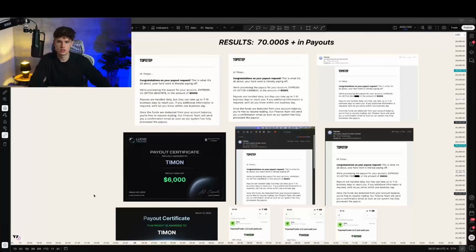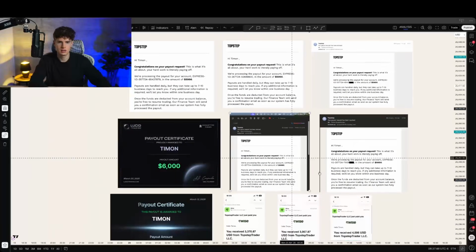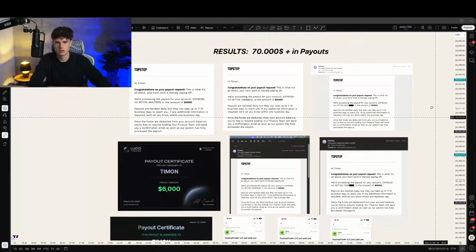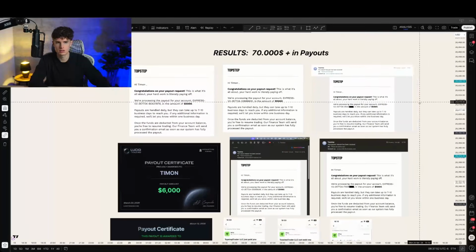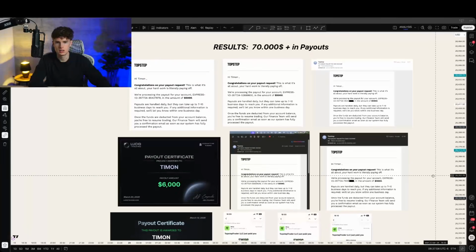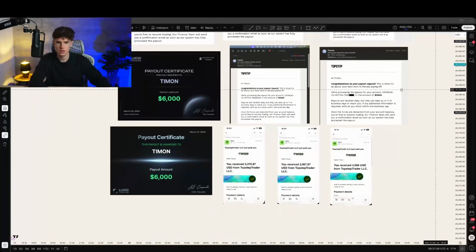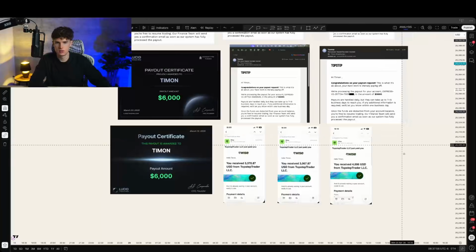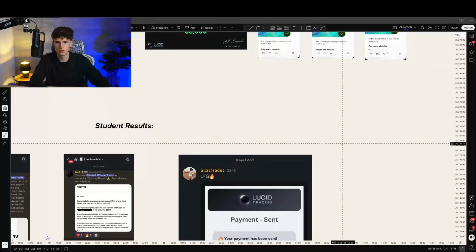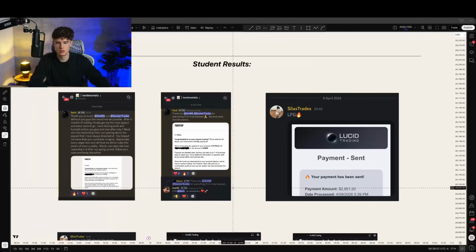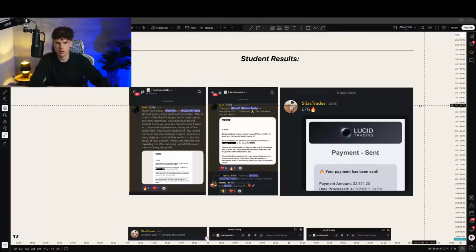And as I mentioned, this is not just me, because also my students. These are not all my payouts, but these are just a few. Right now I'm at 76k in payouts these last 4 months. And these are just a few that you can see, so you know I'm not just talking bullshit. And here you can also see how my students are doing.